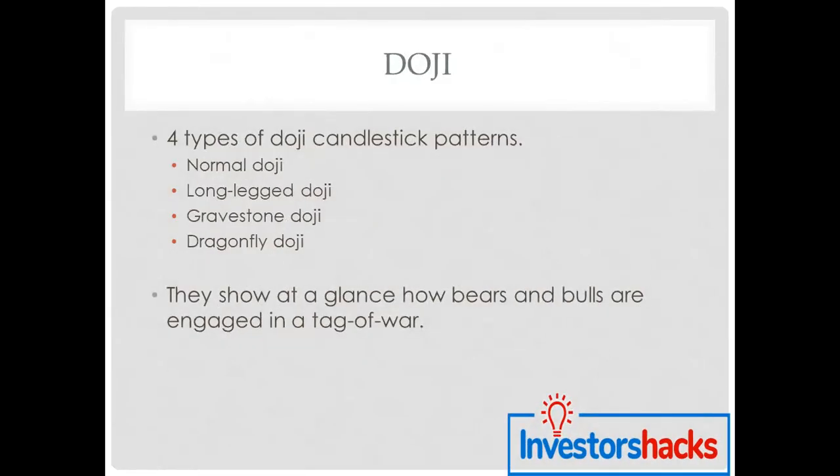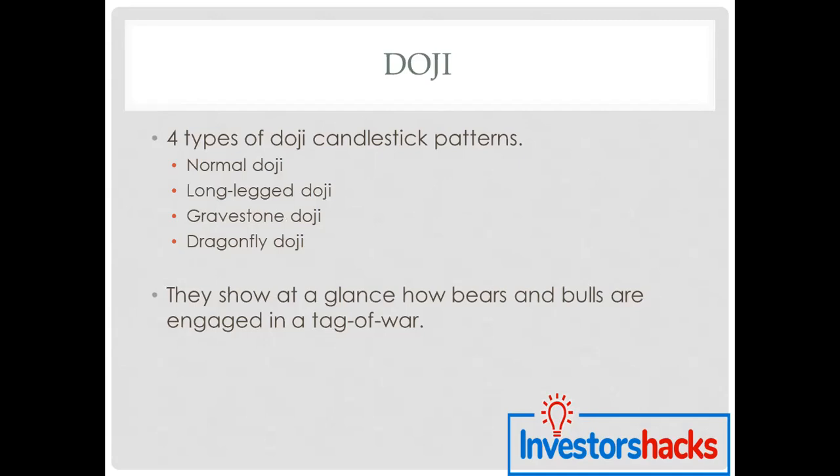So let's begin with the doji. With the doji, we have 4 types of doji. We have the normal doji, we have the long-legged doji, we have the gravestone doji, and we have the dragonfly doji. Dojis show how bears and bulls engage in a tug of war.